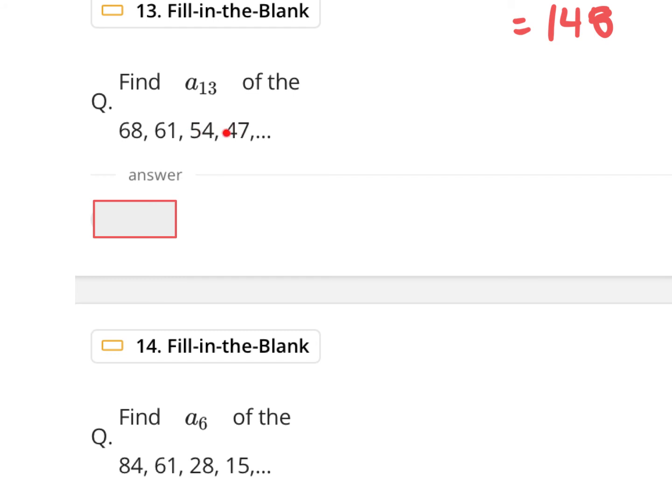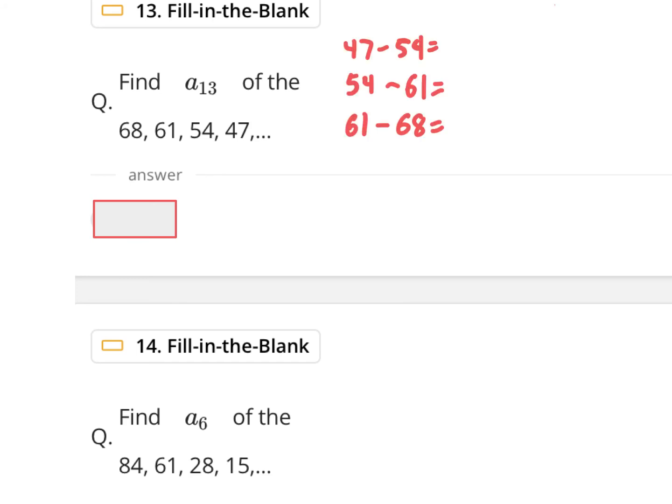Because I could already see that there's a common difference here. If I go 47 take away 54, or 54 take away 61, or 61 take away 68, we will see that we get negative 7 on all of those. Negative 7, negative 7, negative 7. I just did them on a calculator, so that is true. So we know for sure that the common difference is negative 7.